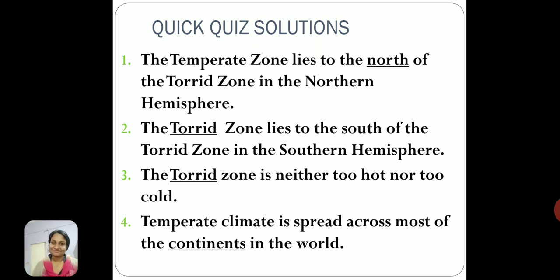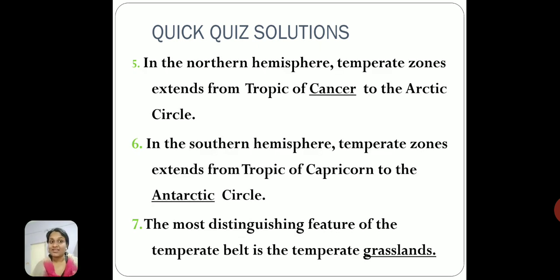Number 3, the torrid zone is neither too hot nor too cold. Okay, the answer for the third one is torrid zone. Number 4, temperate climate is spread across most of the continents of the world. Okay, the answer is continents. Let's go to number 5. In the northern hemisphere, temperate zones extend from the Tropic of Cancer to the Arctic Circle. Okay, the answer is Tropic of Cancer.